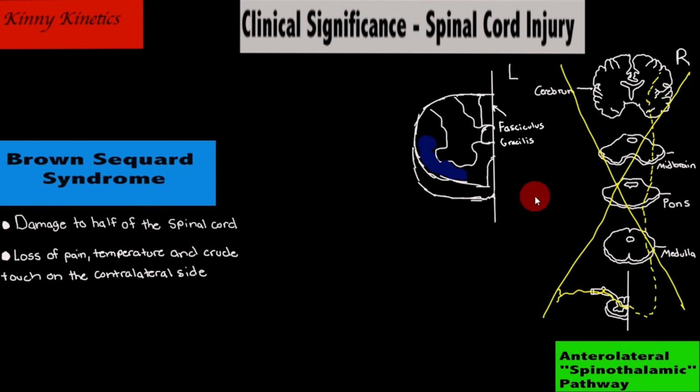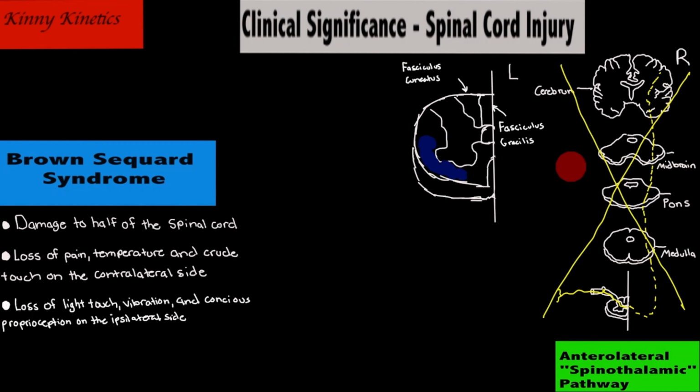In Brown-Séquard syndrome, the dorsal column medial lemniscal tract also gets affected. If you remember from my past videos on the dorsal column medial lemniscal pathway, it is responsible for light touch, vibration, and conscious proprioception. This information doesn't decussate until the level of the medulla. So in this case, the person will have loss of light touch, vibration, and conscious proprioception on the ipsilateral, or same side. This is because in the dorsal column medial lemniscal tract, the sensory information ascends on the same side and then crosses over in the medulla.